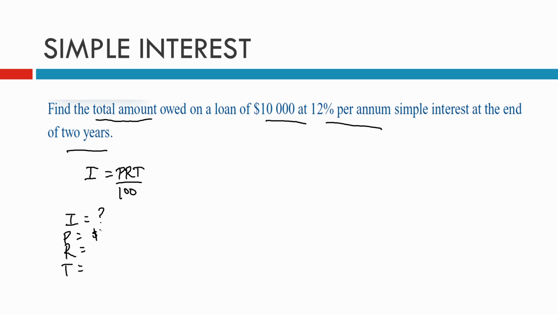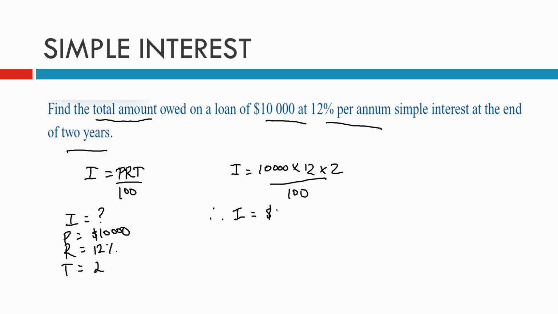The principal amount is 10,000. Our interest rate is 12% per annum. I don't have to change anything at the moment. Time is in years, so that goes to 2. So let's substitute. I equals 10,000 multiplied by 12 multiplied by 2 years all over 100. This is just working out the interest at the moment. Therefore, our interest for this question will work out to be what?